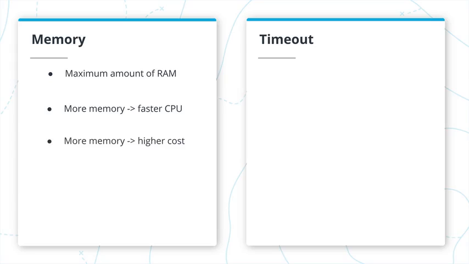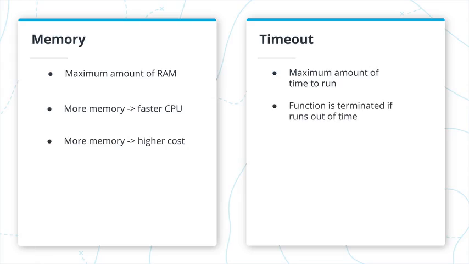Now, the second parameter that we have control over is called timeout. And timeout is the maximum amount of time that is available for our function to finish. And if our function runs out of time, it will be automatically terminated by AWS.